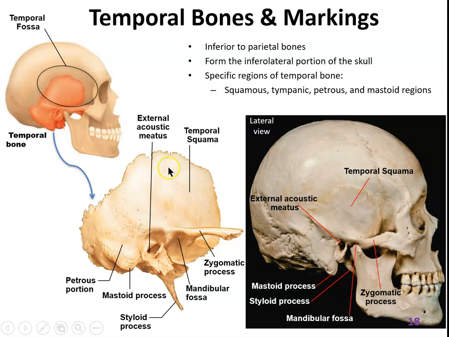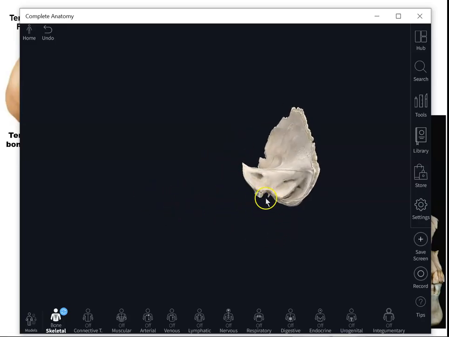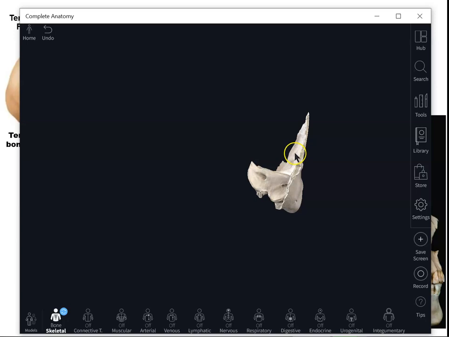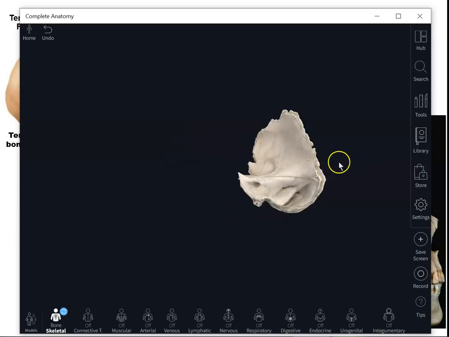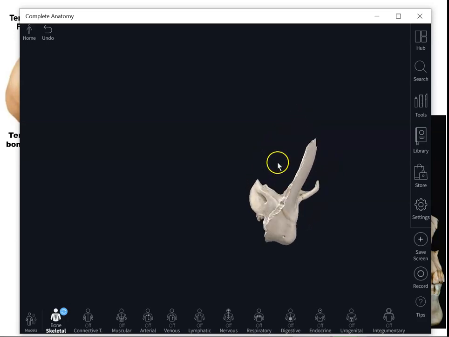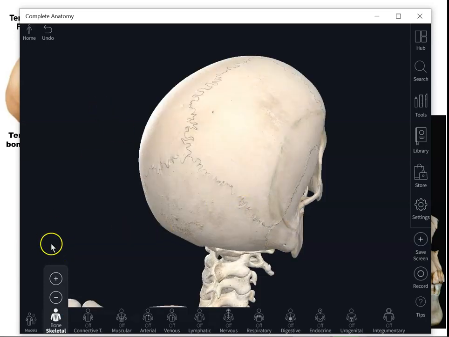There's a temporal squama, and remember what squamous tissues are. Remember the cell shape squamous. It's flat, and a squama is a flattened area, and so part of the temporal bone is kind of flat. It's a plate, and that makes up part of the lateral wall of the cranium. So if I put it here and bring back the bones, that's where that would be.